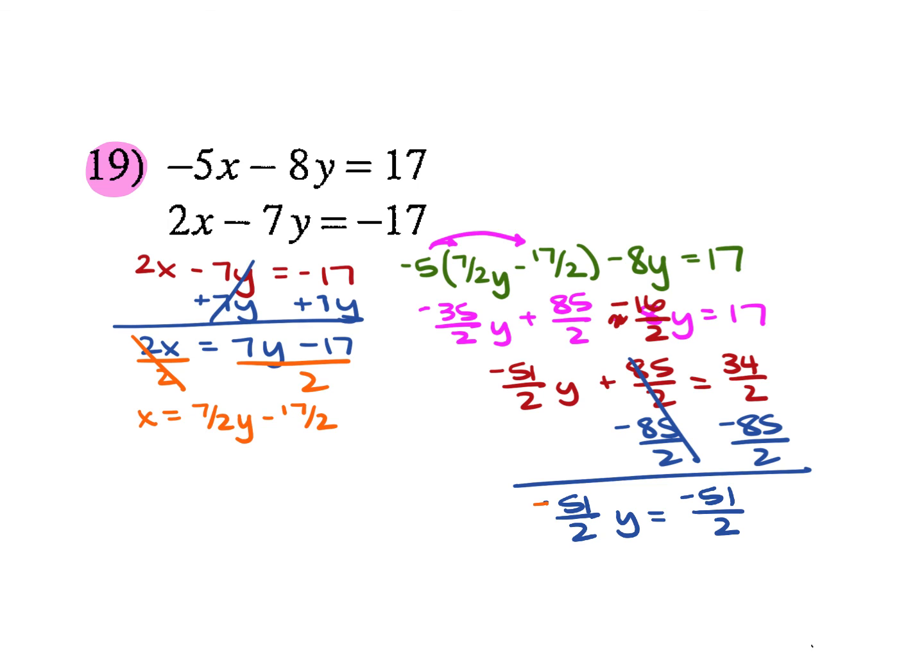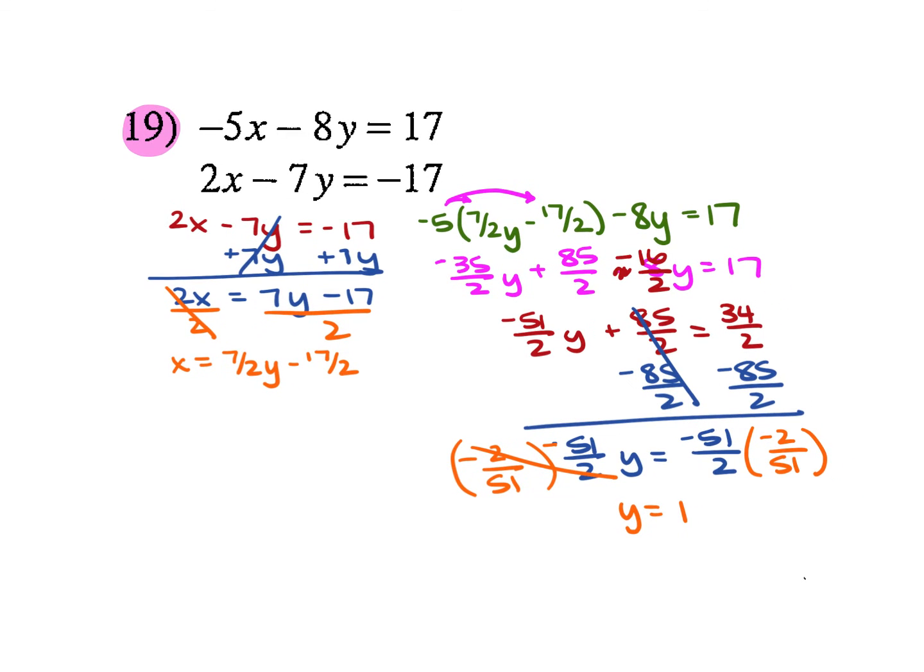If we multiply by the reciprocal, I'm multiplying each side by negative 2 over 51. These are reciprocals of one another, so they equal 1. So y is 1. To solve for x, we can take that 1 and plug it in for y in one of the equations, or into x is equal to 7 over 2y minus 17 over 2. I don't want to work with that one, so I'm just going to use the 2x minus 7y is equal to negative 17 and plug in the 1 for y there. So we have 2x minus 7 is equal to negative 17.